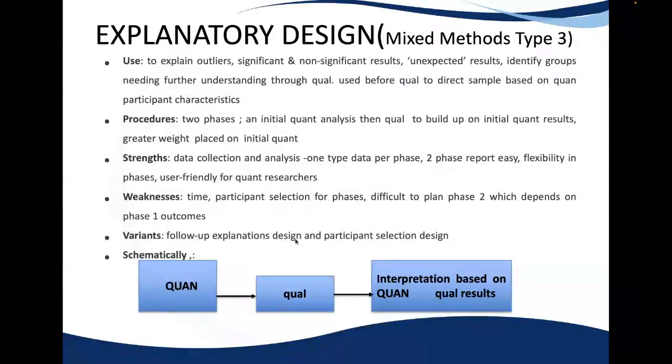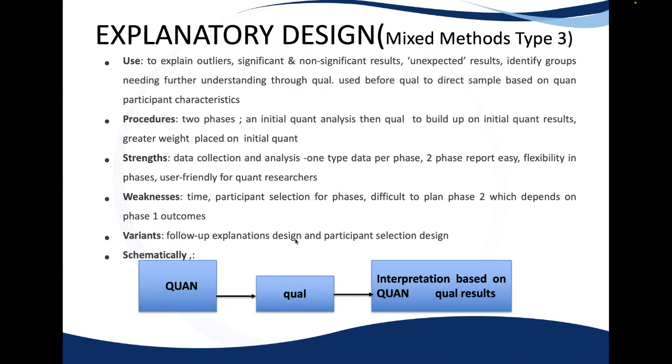So far I've mentioned two types of mixed methods design. I spoke to you about type 1, which was the concurrent design. Then I spoke to you about type 2, which is the embedded design. Now I speak to you about the more popularly used, which is the explanatory design.